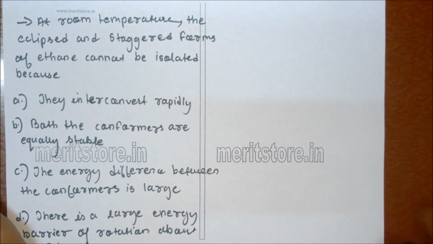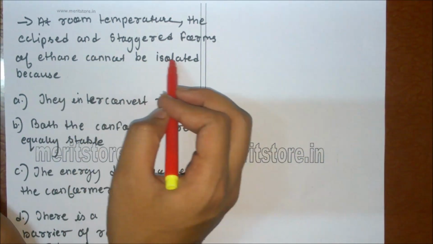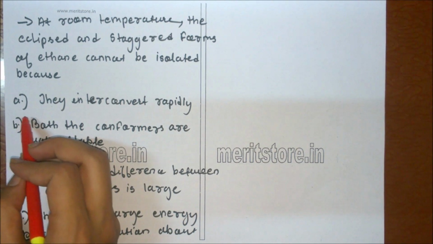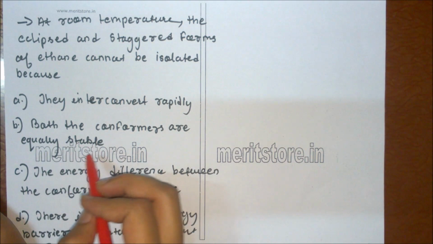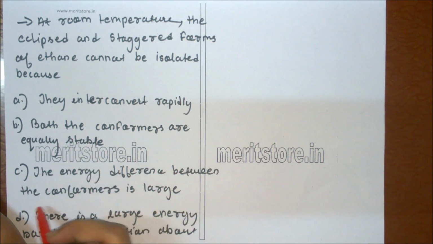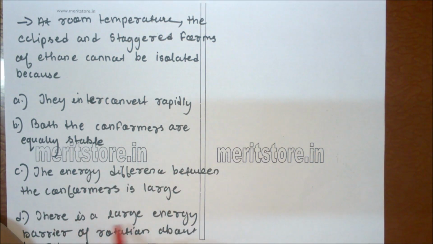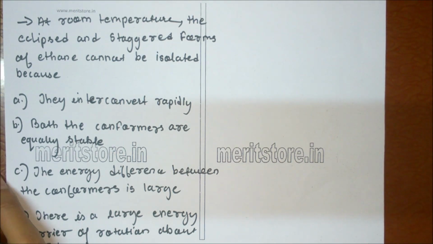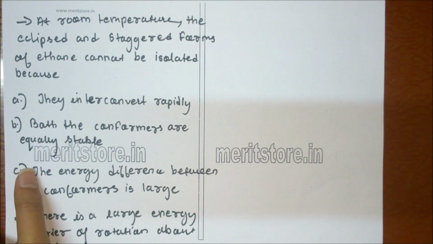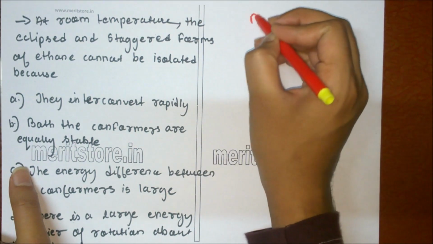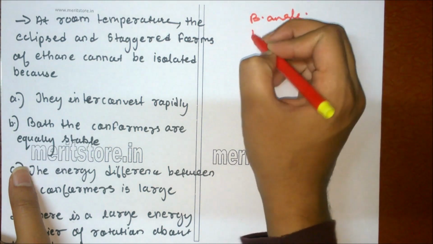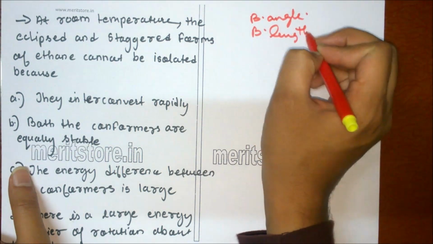At room temperature, the eclipsed and staggered forms of ethane cannot be isolated because A. They interconvert rapidly, B. Both the conformers are equally stable, C. The energy difference between the conformers is large, D. There is a large energy barrier of rotation about the sigma bond. So in staggered and eclipsed conformations of ethane, the basic structure of the ethane molecule and its various bond angles and bond lengths remain the same.